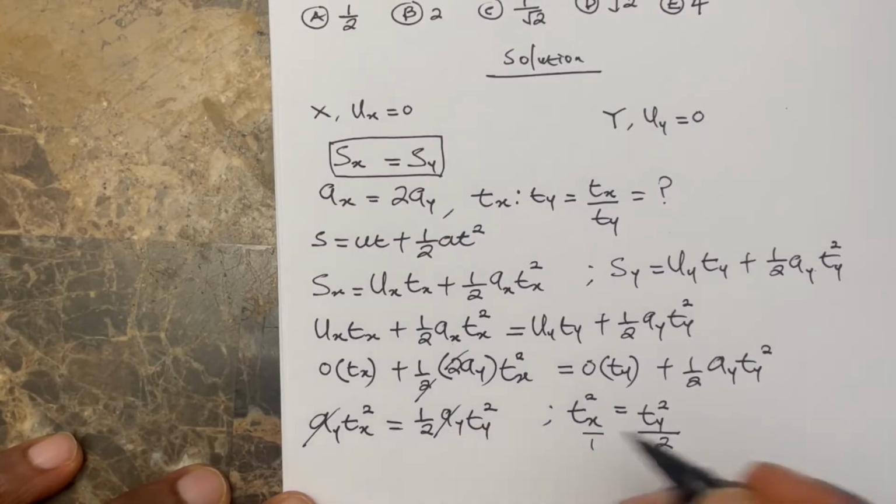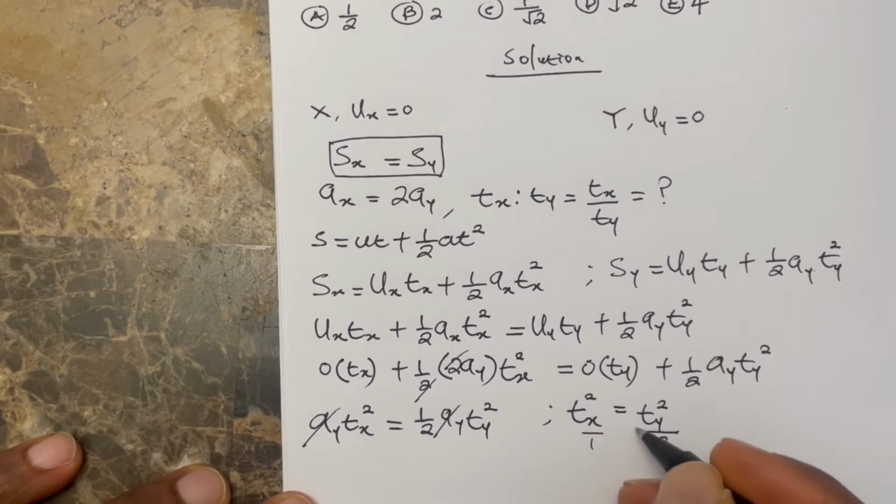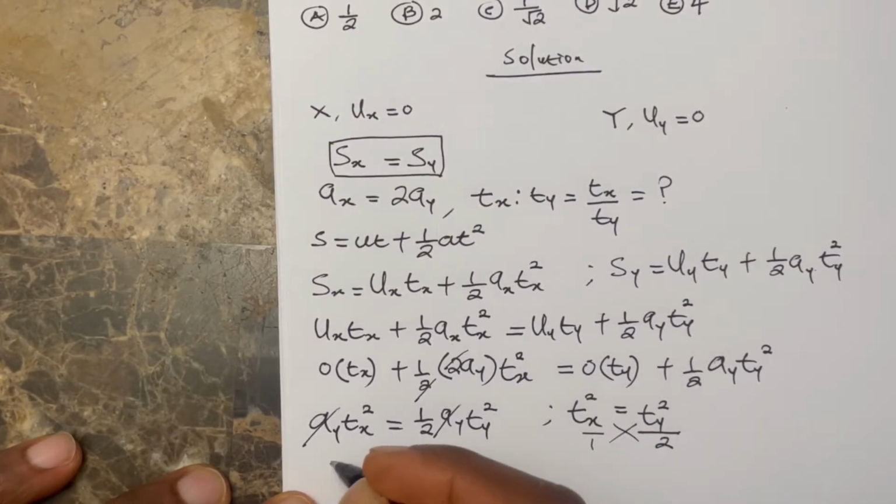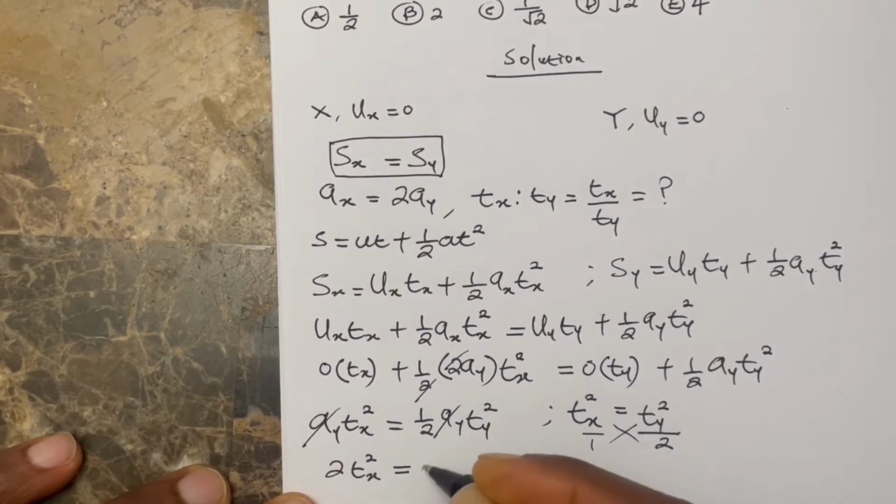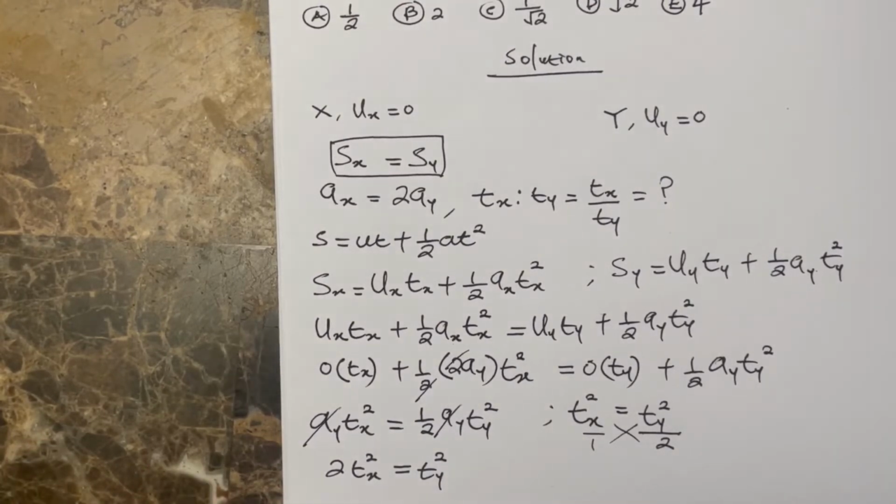So if I cross multiply, if I put 1 here, it's still the same thing. If I cross multiply, that will be 2tx squared is equal to ty squared. Yeah, that makes sense, right? So 2tx squared is equal to ty squared. Now, this is where it gets interesting.